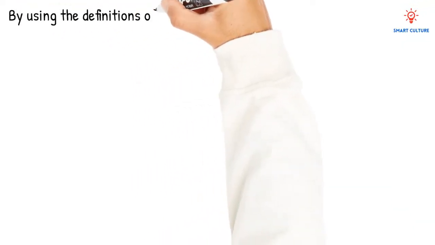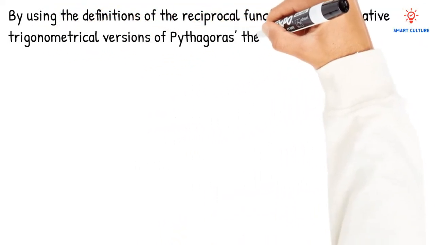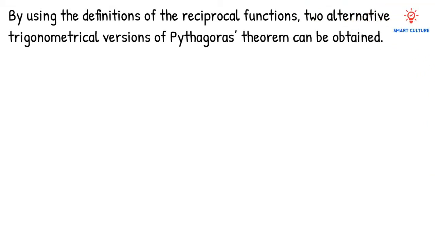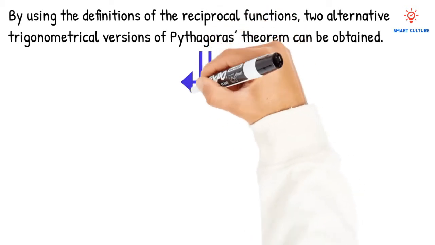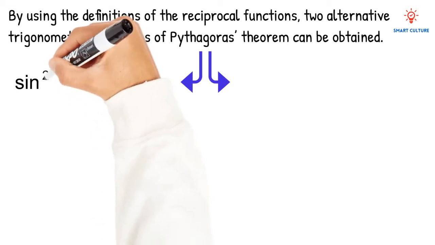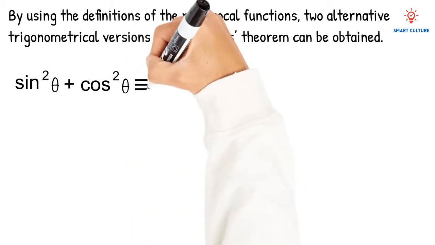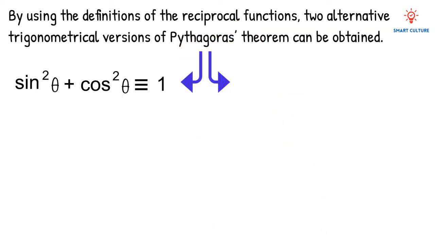By using the definitions of the reciprocal functions, two alternative trigonometrical versions of Pythagoras' theorem can be obtained. So this is where it becomes very, very interesting. So let's take a look at the first one. Here we have sine of theta squared plus cosine of theta squared is equivalent to 1. So let's see how this works.